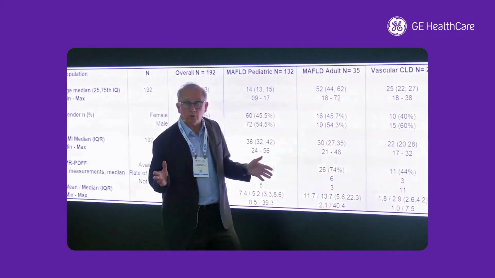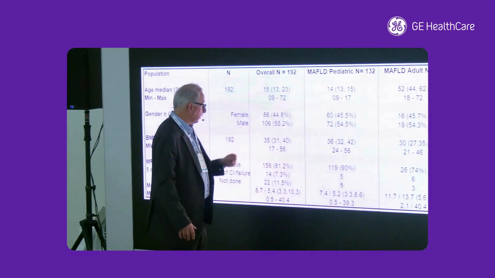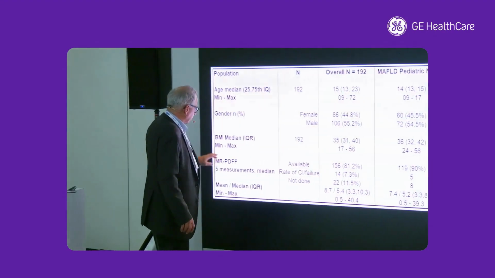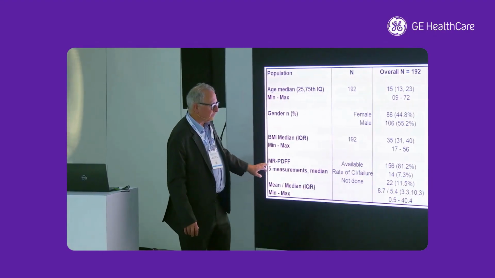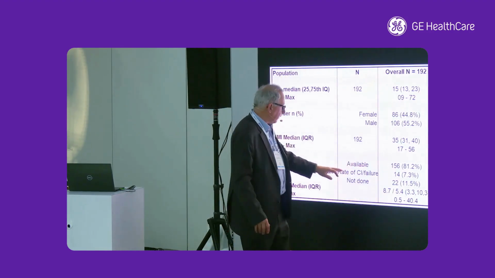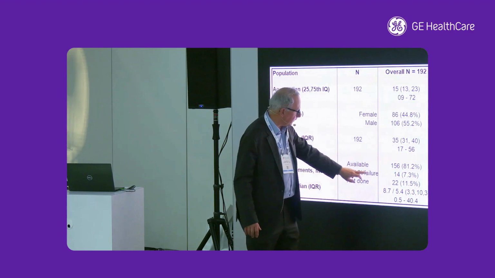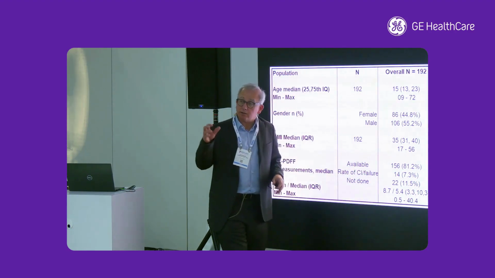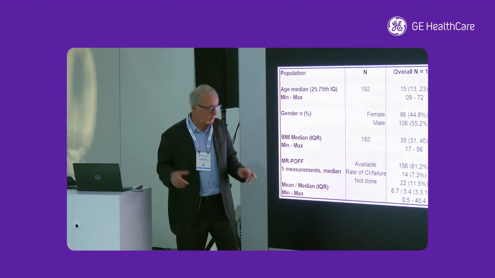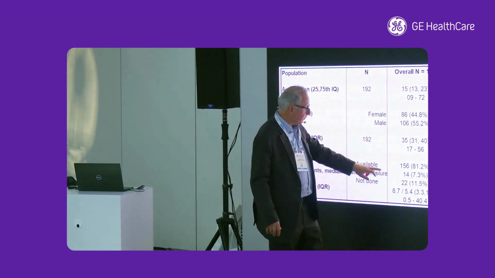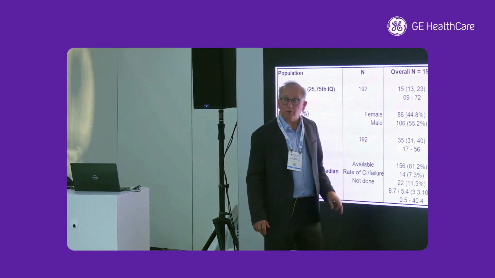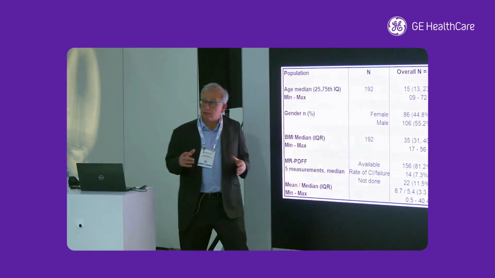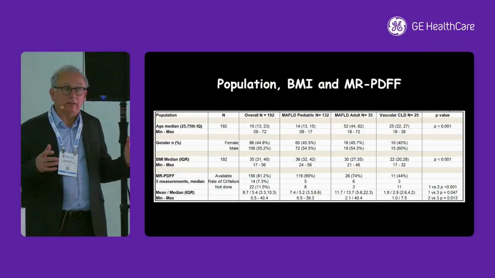They're totally normal. They're not obese at all. And all of this is different. And so we did the MR PDFF. And of course, we found the rate of failure, and this is something that is not appearing so much in the study. The rate of failure is about 7% of the patients. So that's interesting.